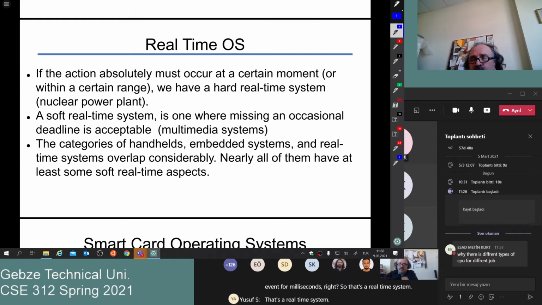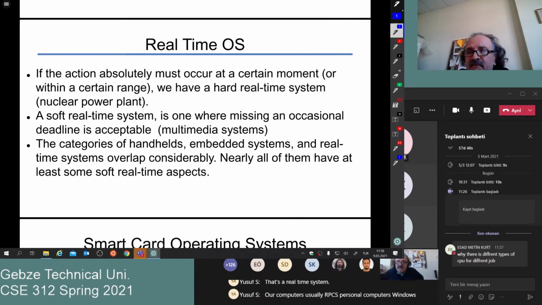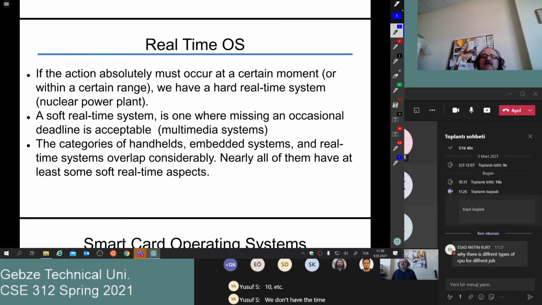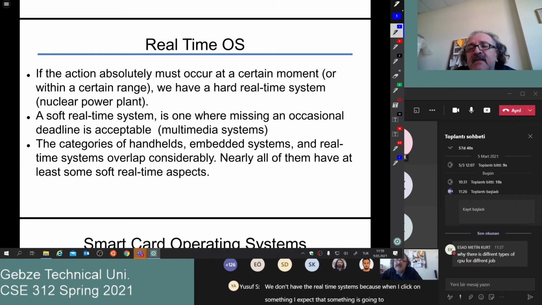Our computers, usually our PCs, personal computers, Windows 10, etc., we don't have the real-time systems, because when I click on something, I expect that something is going to happen. I know that. But when I click on some window button, for example, sometimes I get the hourglass, right? It tells me to wait, and it is okay from time to time. I can wait. I would understand that the computer is doing something else.